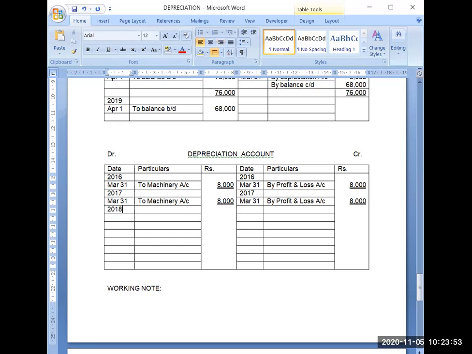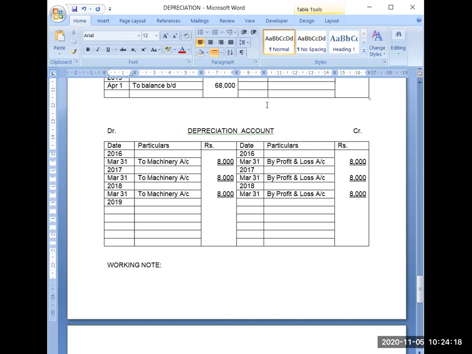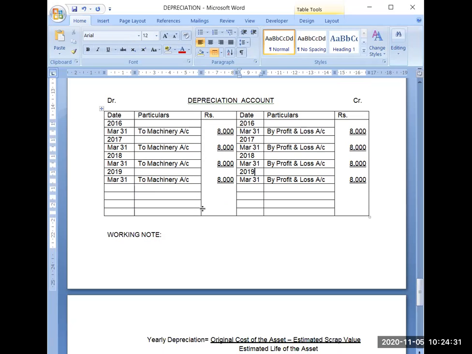Now third year will be 2018. And the same entries will be there. And in 2019 also, on 31st March 2019, same entries will be there. So this is a very simple account, but sometimes it confuses the students when we will be proceeding in this chapter.